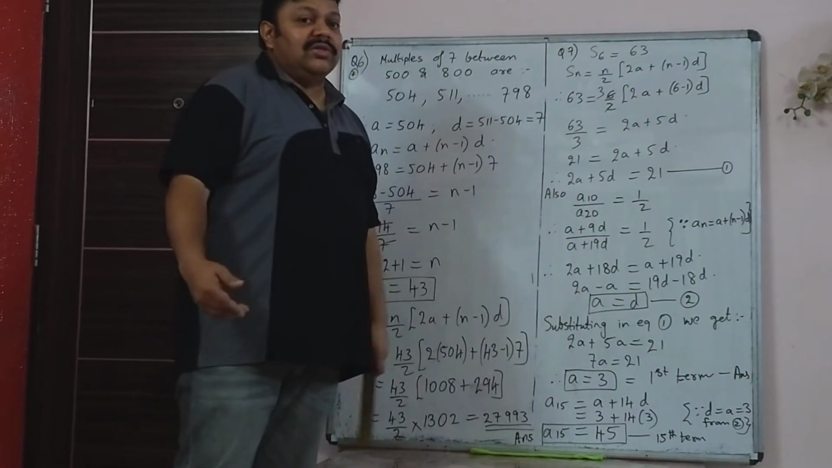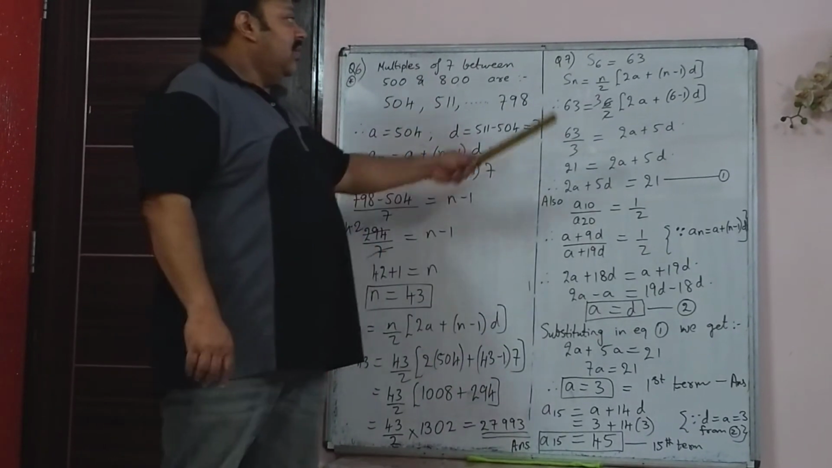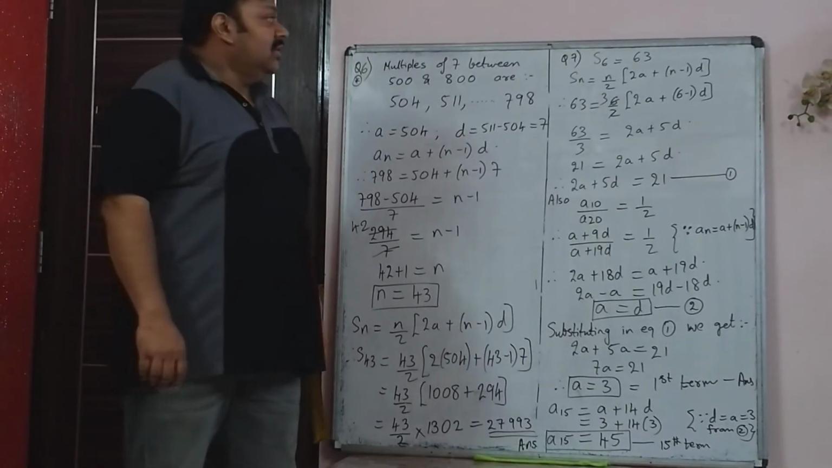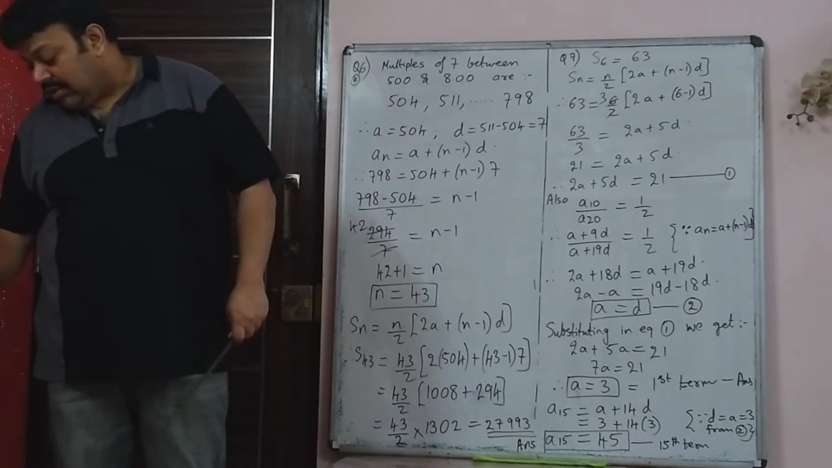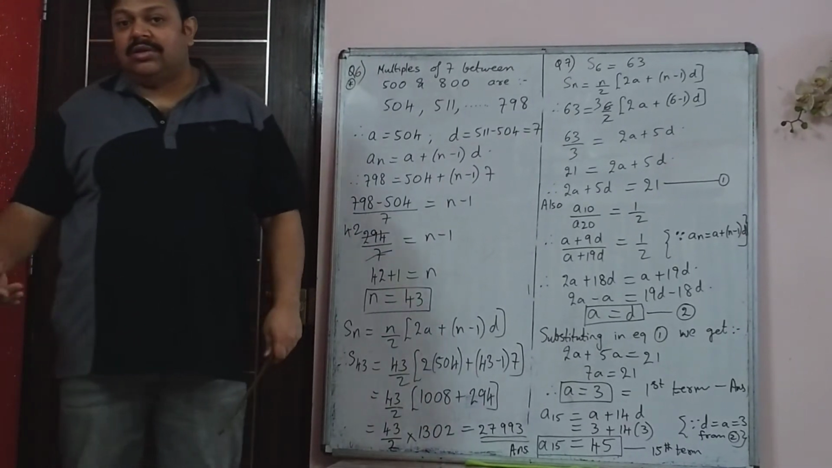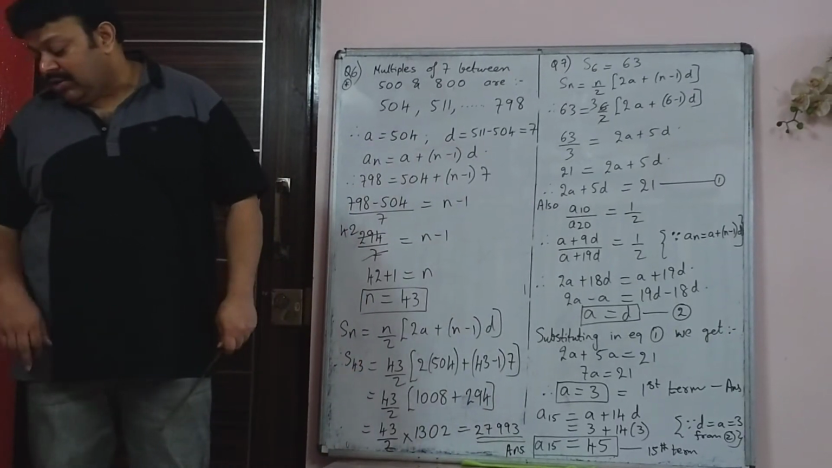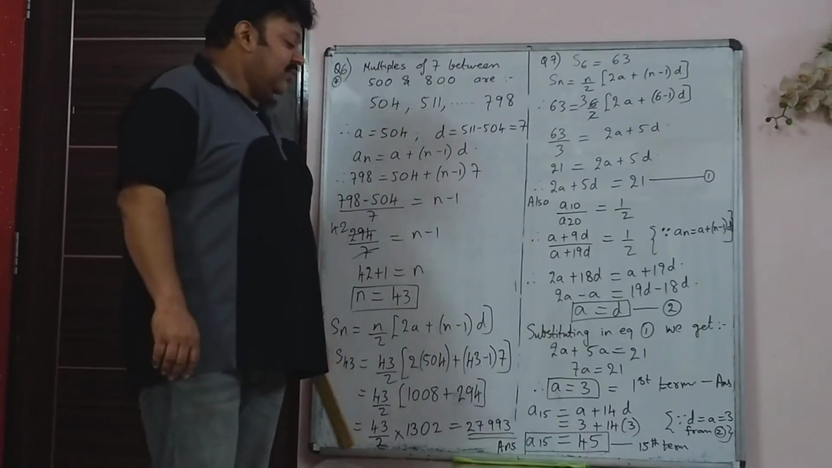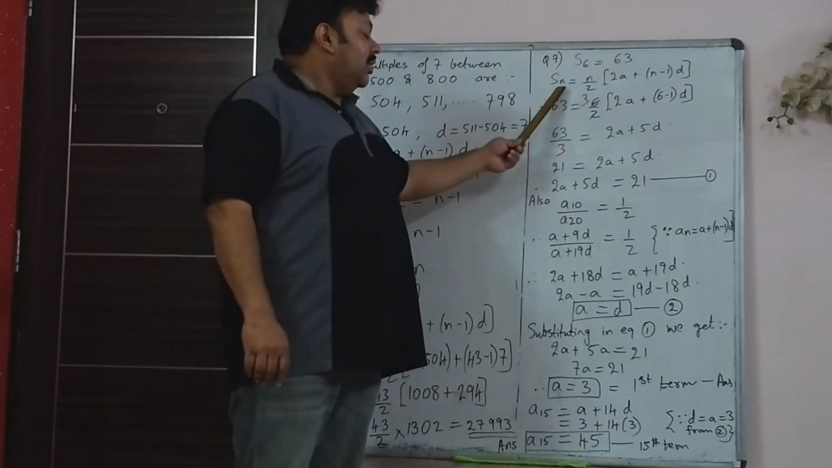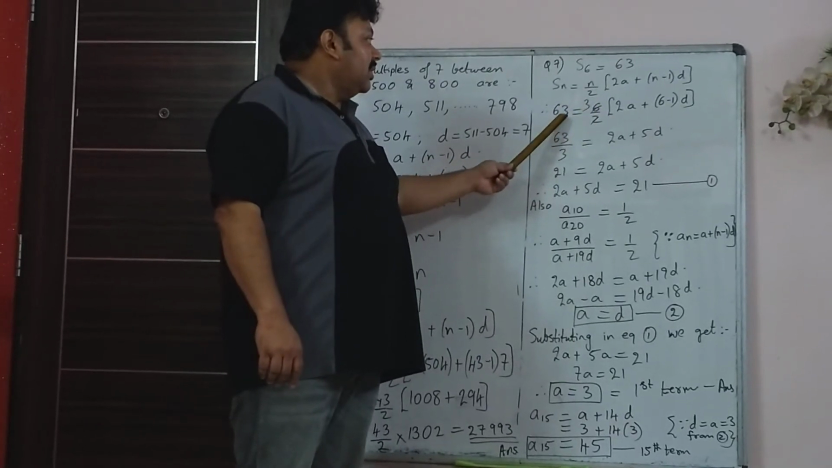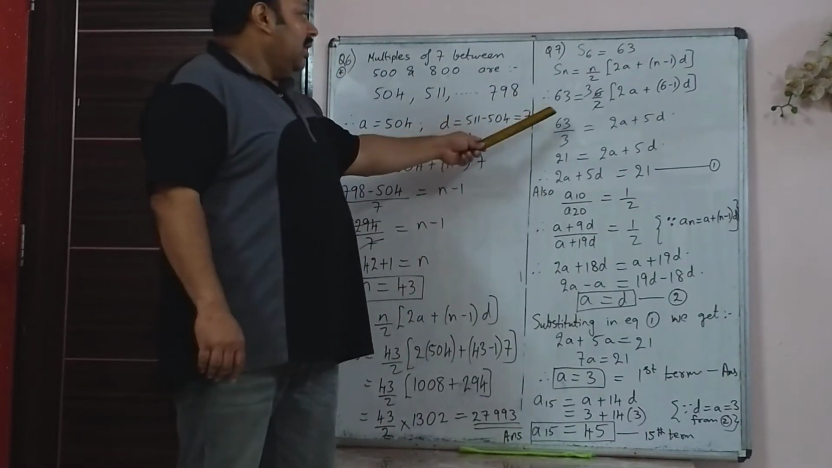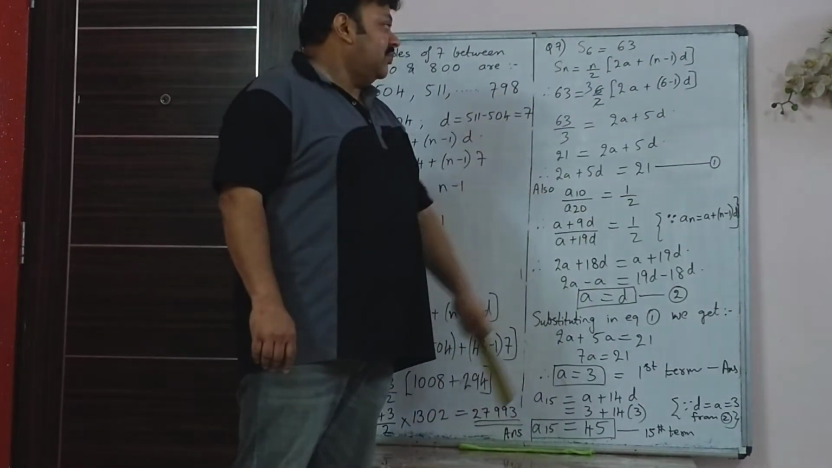Now we go on to question number 7. You have been told that the sum of the 6 terms is 63 and the ratio of the 10th to the 28th term is 1 upon 2. Find the first term and also find the 15th term. First, we have to find a. When you use the Sn formula, you get 63 is equal to 6 by 2, (2a plus (n minus 1)d). So you will get 63 by 3 is 2a plus 5d.